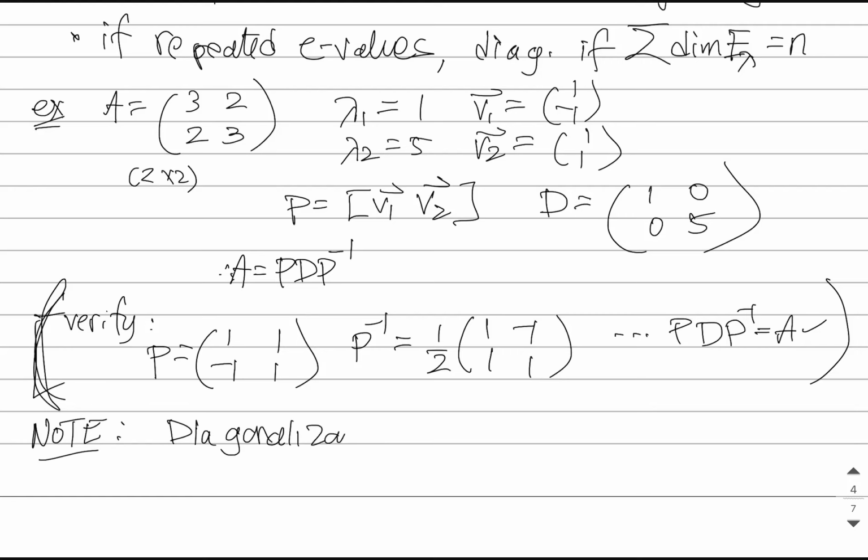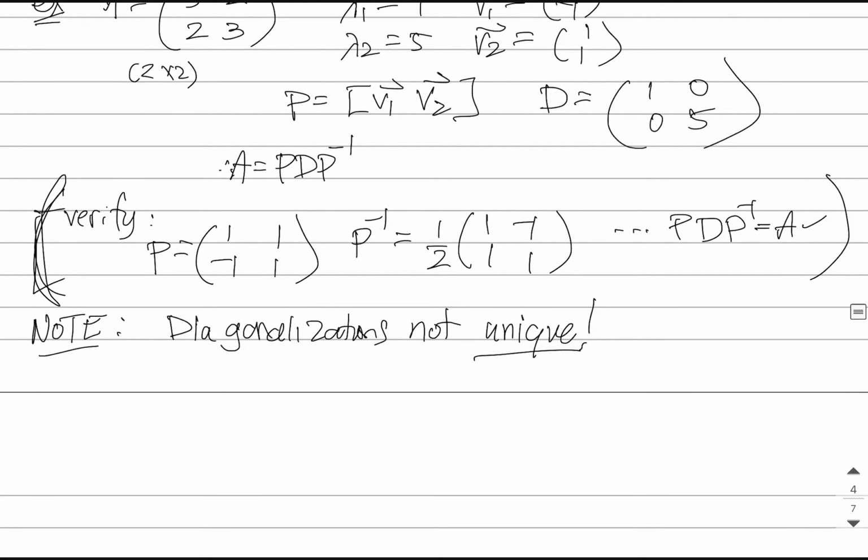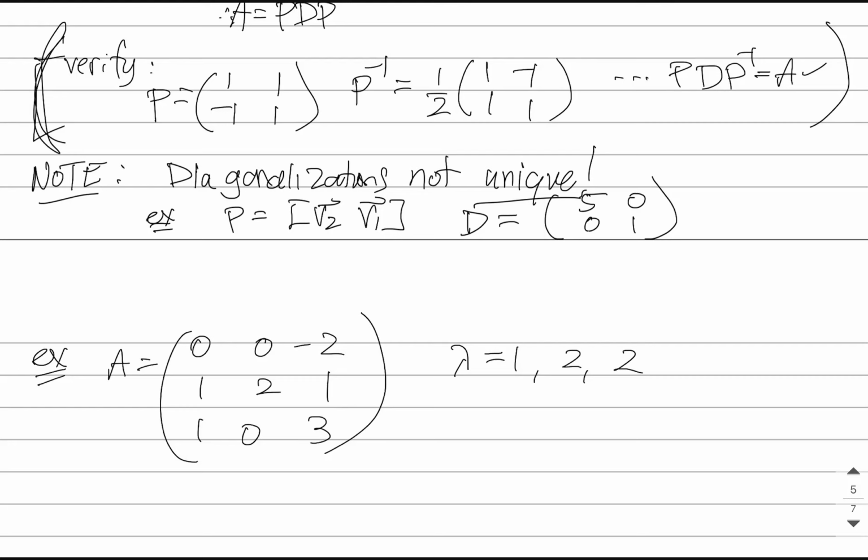Diagonalizations are not unique. There isn't just one diagonalization of your matrix. If you felt like it, you could have put the vectors in the other order. That's okay. All that you would have to do is adjust the eigenvalues to match. This is an example we did last time. This matrix has a repeated eigenvalue.